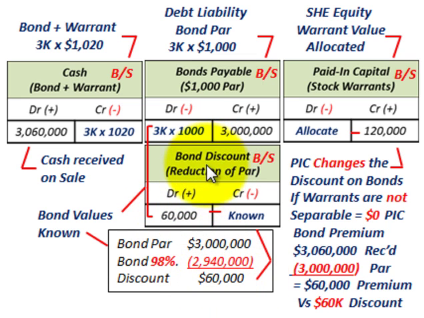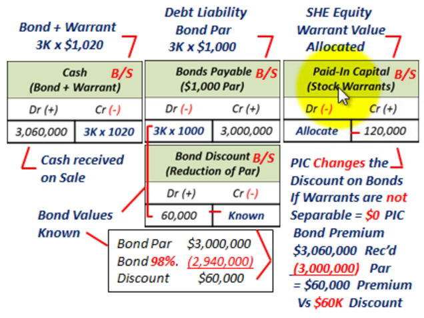Debit our bond discount, a contra account to our bonds payable, which reduces our bonds payable, but debited here for $60,000. That's known here. So we know what our bonds payable and our bond discount is. So those bond values are known. Now, based on our known bond amount and the cash we received, we can determine the paid-in capital for the stock warrants. Well, we already calculated that. That warrant value was that allocated amount of $120,000. We calculated that up above.